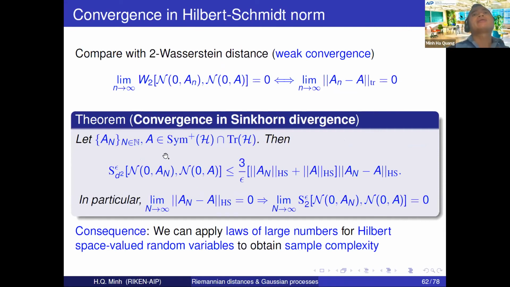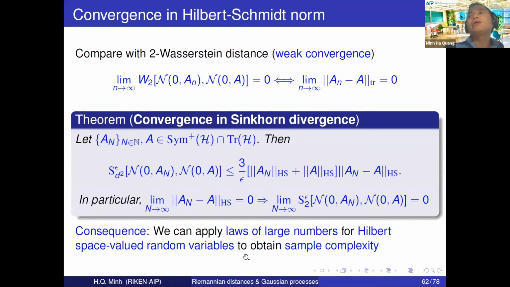One nice thing about the Sinkhorn divergence, and also the Hilbert-Schmidt and the affine-invariant distance, is that they converge in the Hilbert-Schmidt norm. For example, for the Sinkhorn divergence, if we have a sequence of covariance operators A_i that converge to A in the Hilbert-Schmidt norm, then we have convergence in the Sinkhorn divergence. This is not the case with the Wasserstein distance. The Wasserstein distance converges in the trace class norm, which is a stronger condition. We need a stronger convergence for the covariance operator for the Wasserstein distance to converge. This has some consequences that we'll see later on.